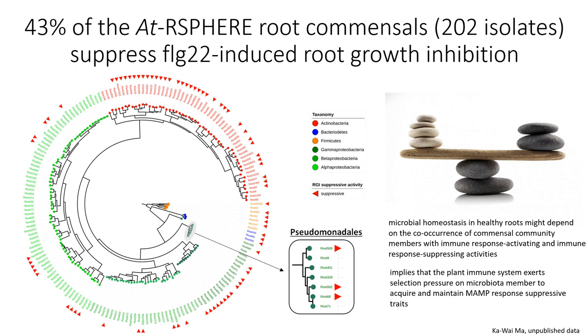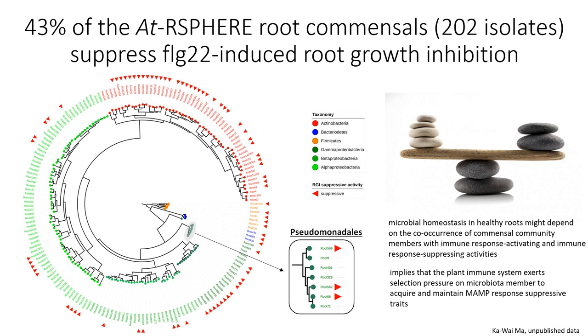And this enabled us now, Kawaima, to systematically study our entire root microbiota culture collection for inhibition of this MAMP-triggered root growth inhibition. And as you can see, some of these strains really completely suppressed. And this is a summary. And for me, this result is really insightful, because it turns out that 43% of our core collection of these 202 strains have evolved the capacity to interfere with MAMP-triggered immune responses.